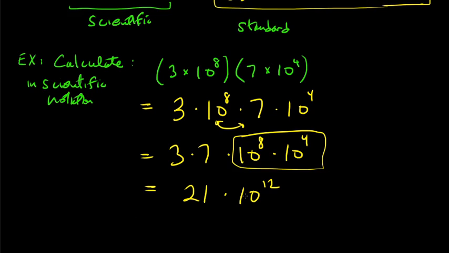But remember, that's not scientific notation, right? Because the decimal point is after the 1. So we need to move the decimal to the left one space, right? Because we want 2.1.